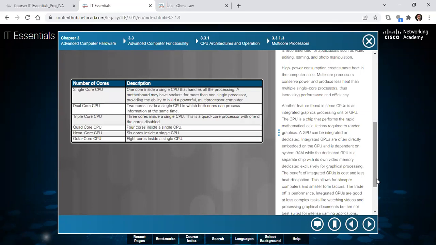Then we have what we call a dual-core CPU. 2 cores inside a single CPU, in which both cores can process information at the same time. Then we have the triple-core CPU. 3 cores inside a single CPU, okay? This is a quad-core processor with one of the cores disabled. That means the quad-core, but a disabled one. Then we have the quad-core CPU itself, which is 4 cores in one single CPU. Then we have the hexa-core CPU, which is 6 cores inside a single CPU, and we have the octa-core.